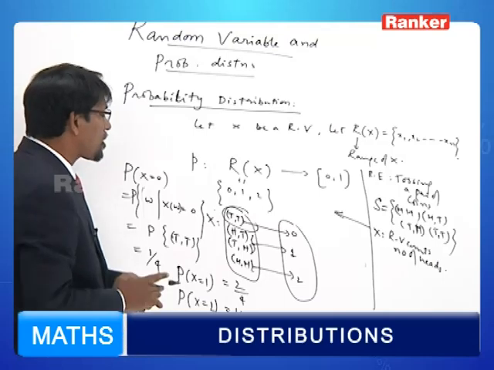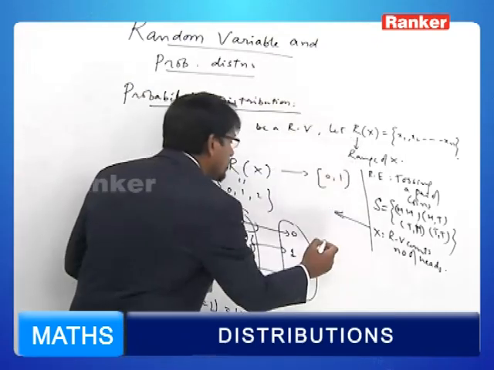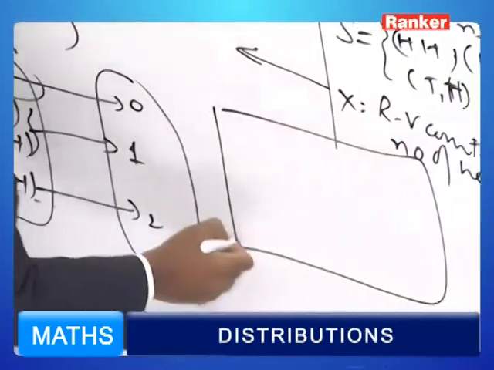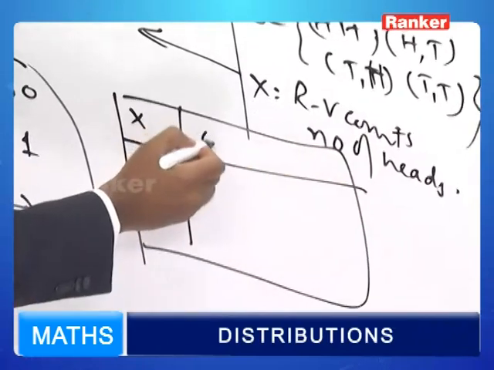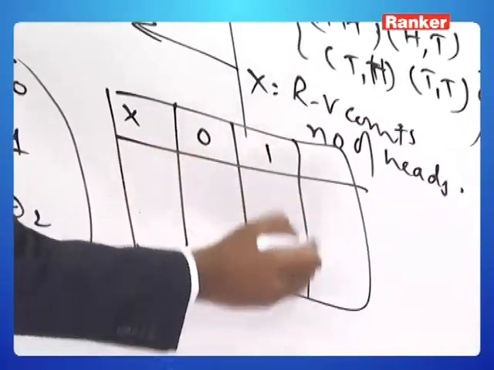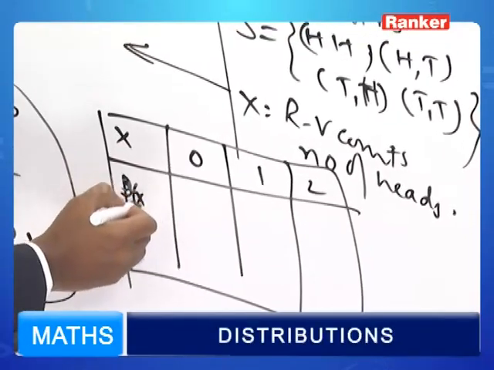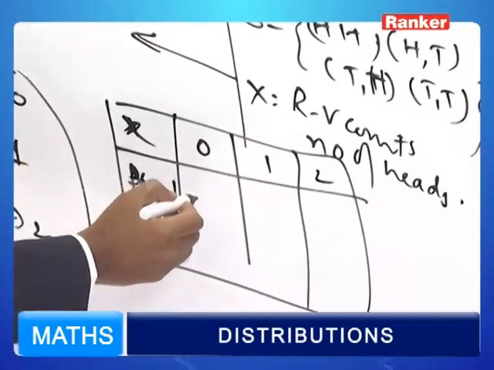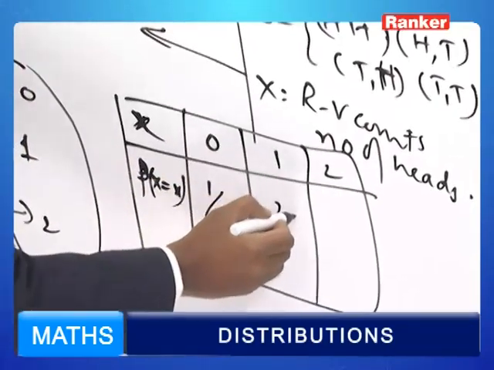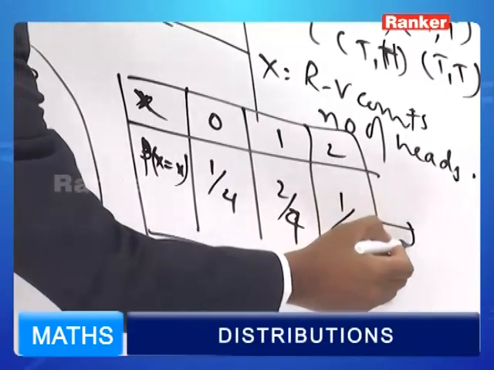So now this gives us a distribution here. We observe that there is a distribution. These are the x values 0, 1, 2, and p of x, the probability of x equal to small x: 1 by 4 here, 2 by 4 here, and 1 by 4. If you add up all of these, the sum is 1.